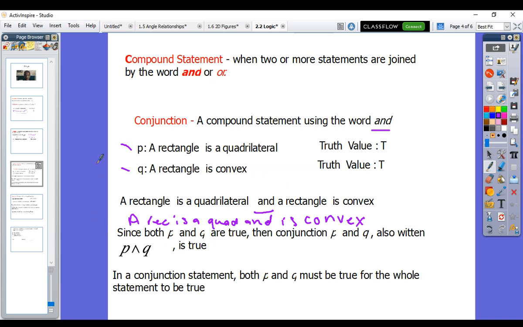Both statements are true. So since both P and Q are true, then the conjunction of P and Q, sometimes you see it like this, P up arrow Q, this statement is true. The whole thing is true. Now, in a conjunction statement, both statements have to be true for the whole thing to be true. So if the first one is true but the second one is false, then the whole thing is false, as you make your statements here.